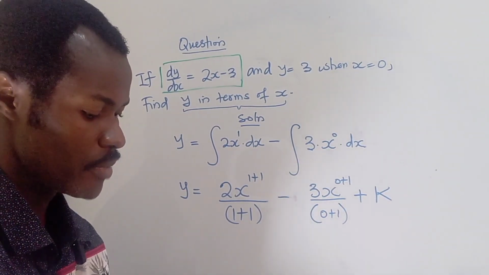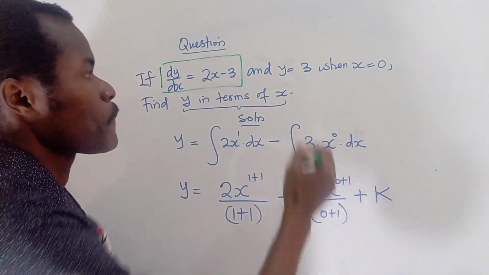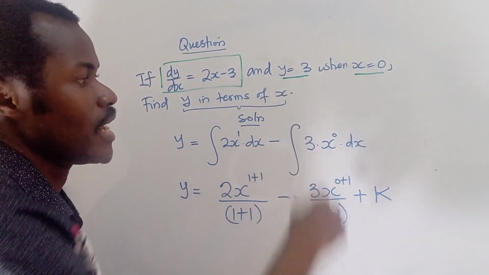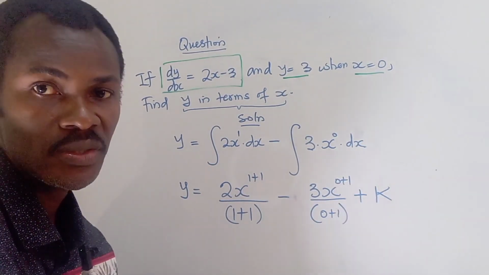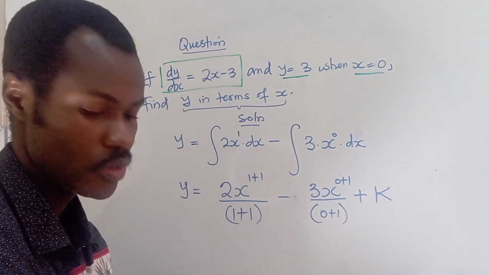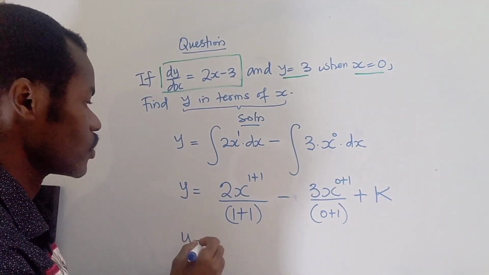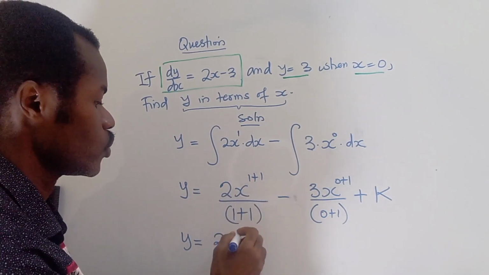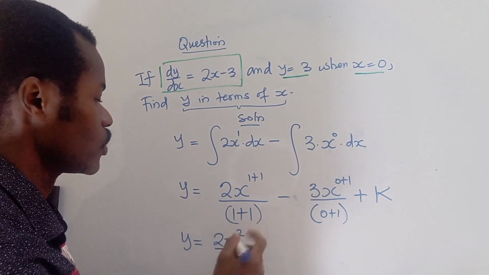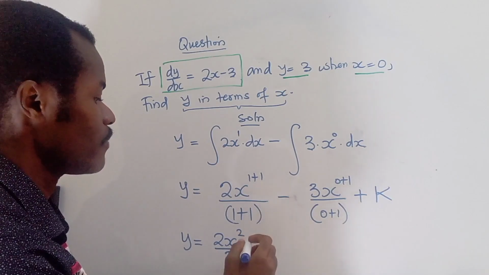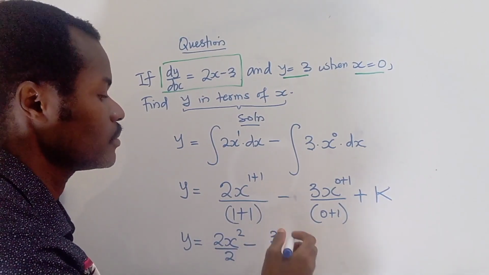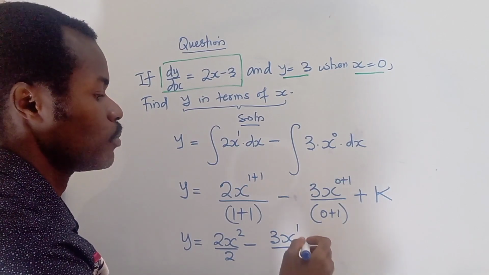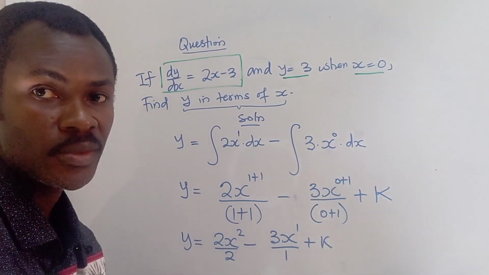Now, why have we put our constant? Remember from the equation we were given that y is 3 when x is 0. With this idea, we can also find our constant. Now let's solve this and see what it gives us. We have y equals 2x raised to the power 1 plus 1, which is 2, divided by 1 plus 1, which is also 2. Minus 3x raised to the power of 0 plus 1, which is 1, divided by 0 plus 1, which is 1. Plus our k.